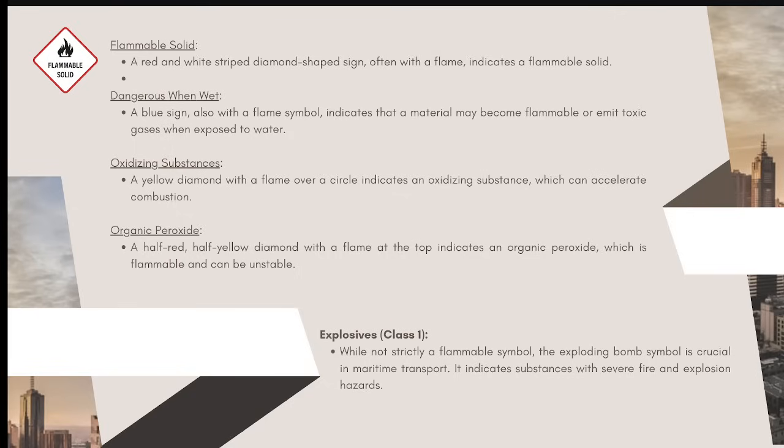So flammable solids. There's also a red and white striped diamond-shaped sign, often with a flame, that indicates a flammable solid. There's also dangerous when wet. This is a blue sign, also with the flame symbol. It indicates that a material may become flammable or emit toxic gases when exposed to water.